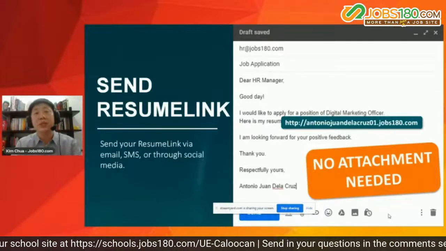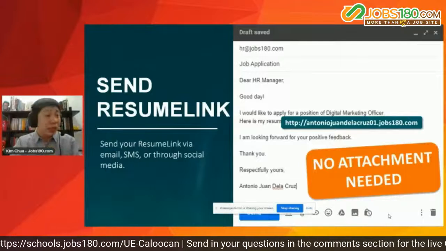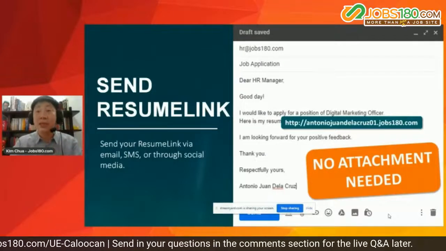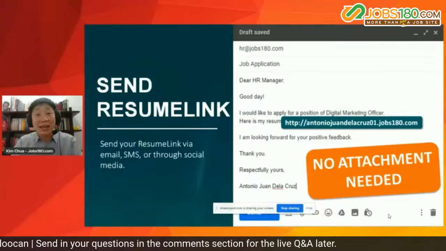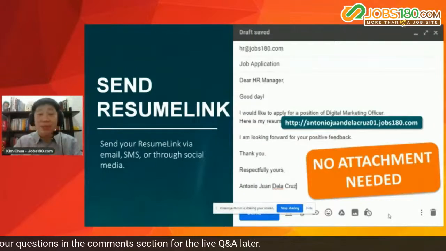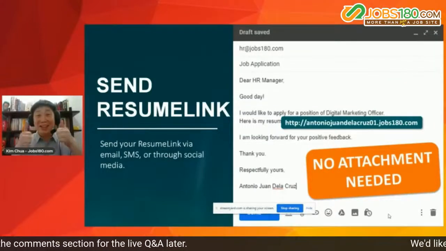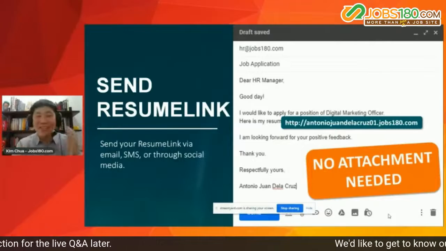Nakakapagod yan, hindi lang sa part nyo, kundi sa part din namin sa mga HR to keep track which one yung pinaka-updated na details. So this time, wala na kailangan. Palit-palit na lang kayo ng details nyo, update-update na lang sa loob ng resume link. Ayos ba? Ayos pa. Okay, tuloy pa natin to.